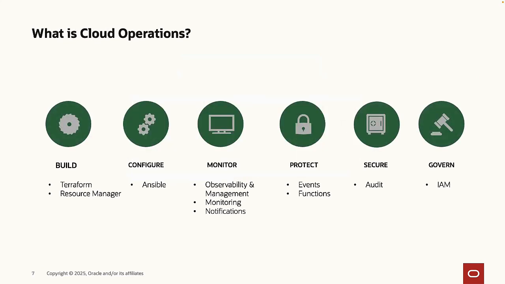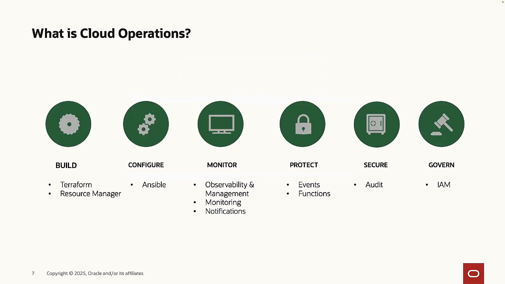So with that being said, what is Oracle Cloud Operations? The key components of cloud operations are as shown: build, configure, monitor, protect, secure, and govern. With build, you'll utilize Terraform or Resource Manager to build out your infrastructure. Resource Manager is more of Terraform as a service, and it'll help automate the process of provisioning resources and managing the state of those resources. We'll mainly focus on Resource Manager today in my section of this presentation.